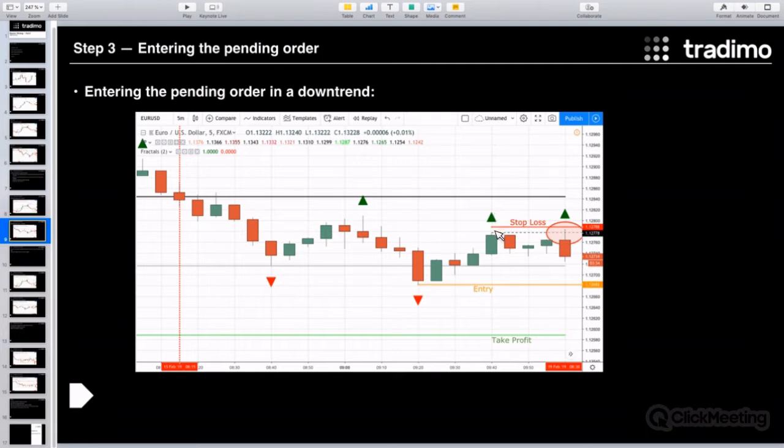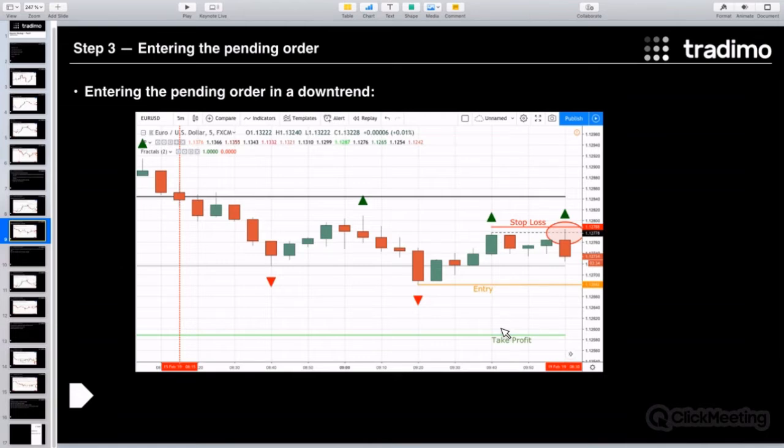Again, you can take the same approach: set the stop loss level just 1 pip above the very high of this candle, just to give the market a little space to breathe. Then of course we need our take profit level, and the take profit level is the next pivot line below our entry level. You can see this is here, and this is more than 5 pips away, so we can take this easily. This is entering the pending order in a downtrend.